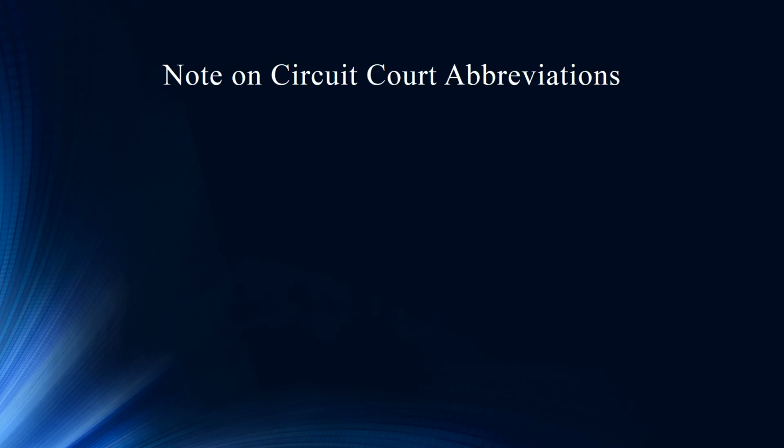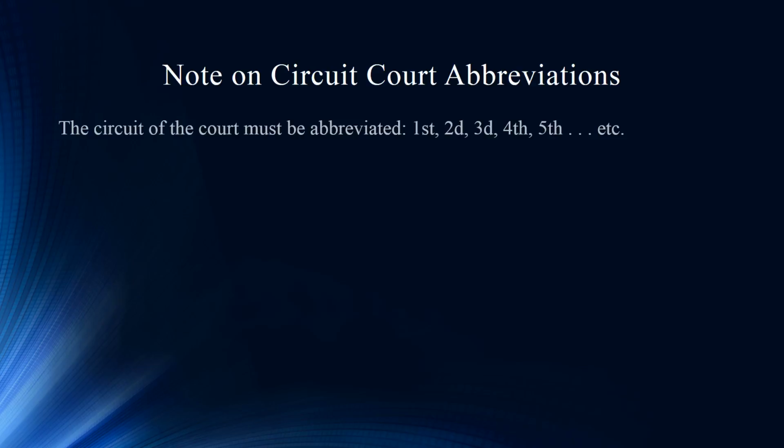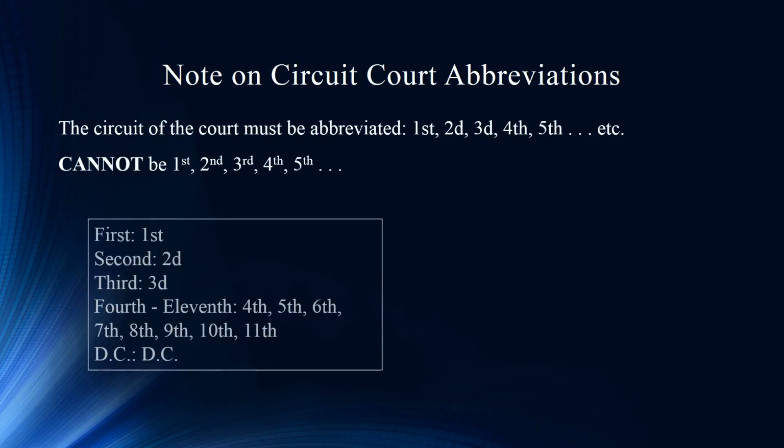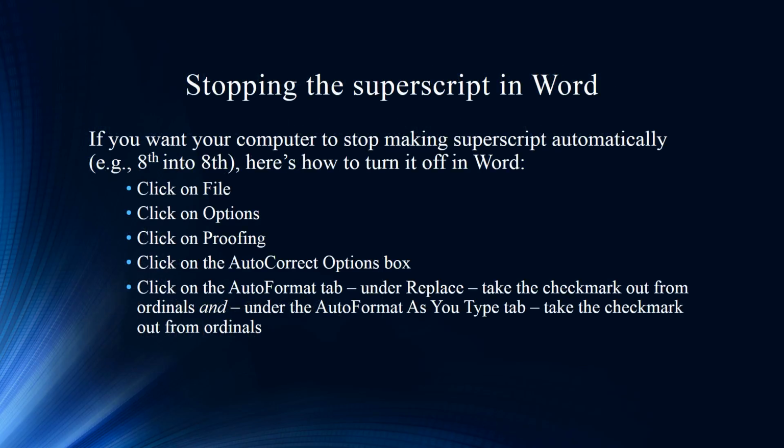The circuit of the court must be abbreviated without superscript. For example, the First Circuit should be 1st without the superscript. Table 1 further explains this, and we have included all of the circuit abbreviations in this slide for your reference. If you want your computer to stop making superscripts automatically, here are instructions on how to turn it off in Word. You can backspace or delete out of superscripts and fix them individually, but following the directions here will save you a lot of time when citing federal cases.